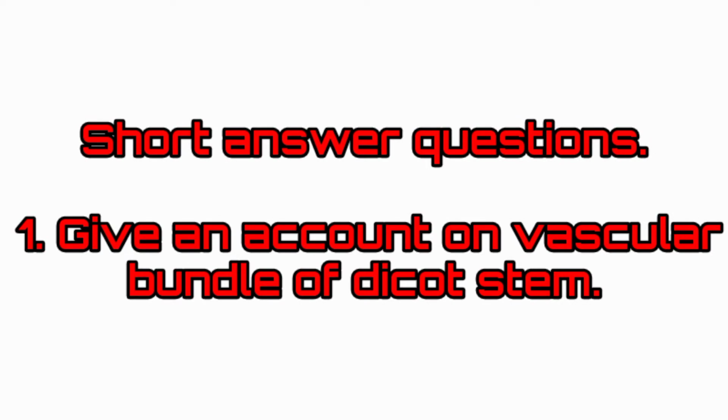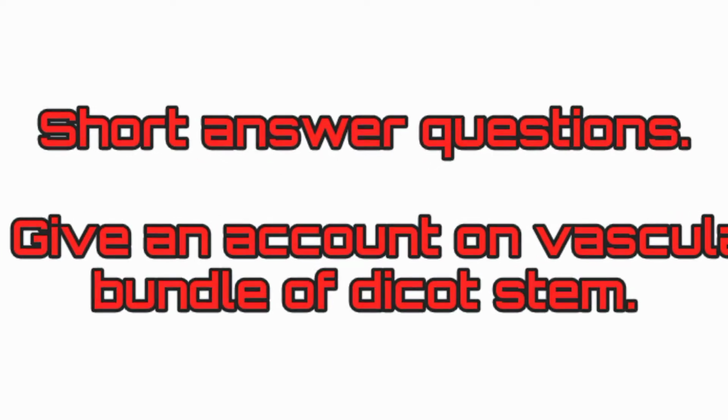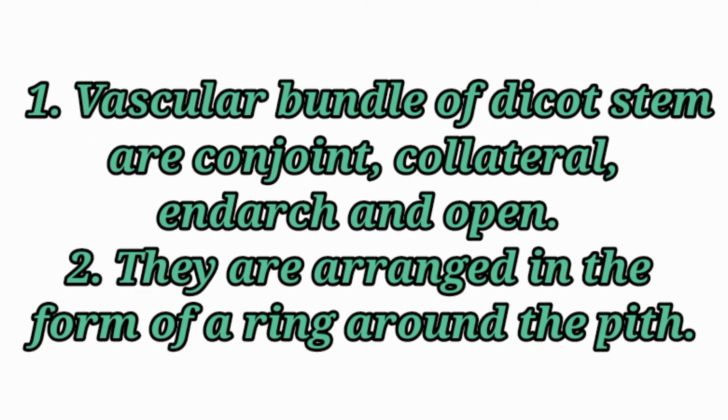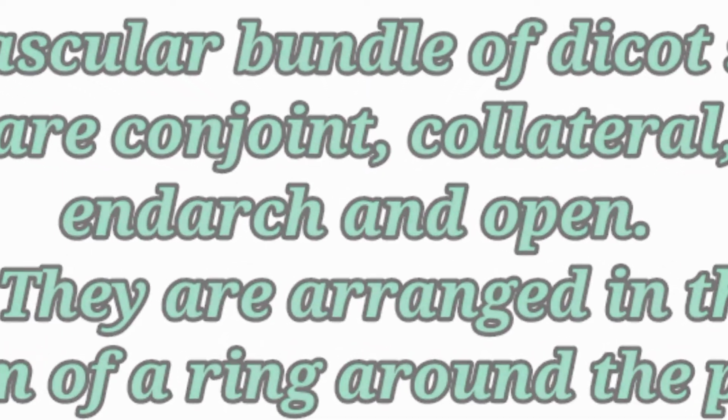Short answer questions. First question. Give an account on vascular bundle of dicot stem. Answer. Vascular bundles of dicot stem are conjoint, collateral, endarch and open. They are arranged in the form of a ring around the pith.